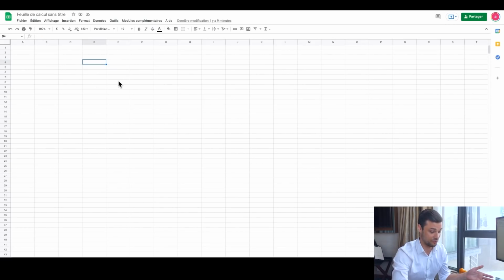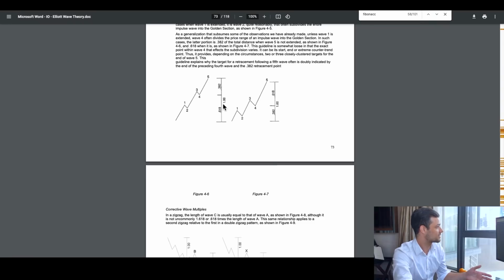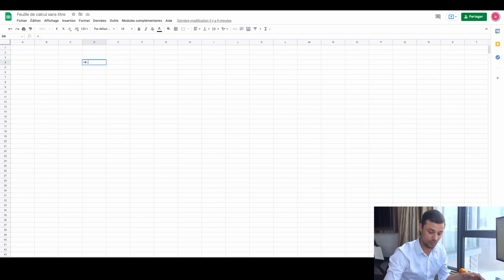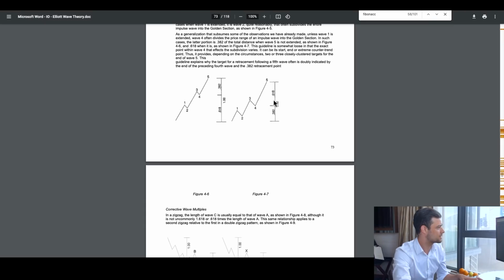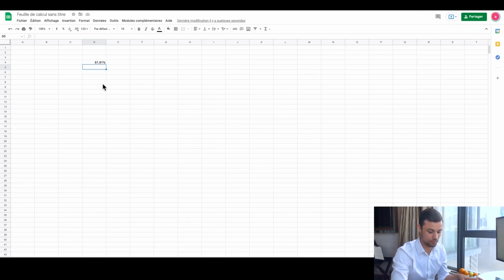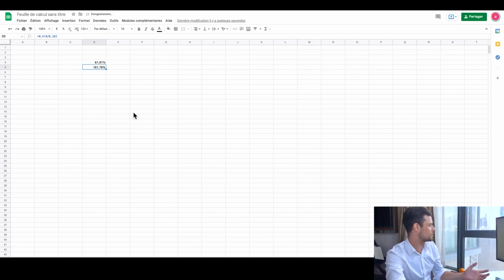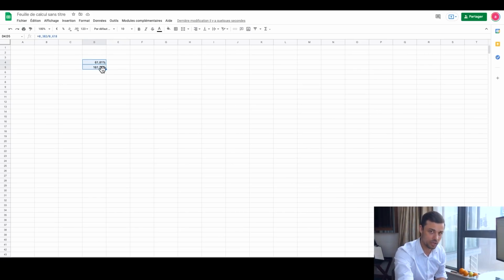So to know the ratio of the fifth wave compared to 1 plus 3, it's a very basic mathematical formula. In the first case, you divide by 1 plus 3, whose length is 61.8, the length of the fifth wave, so 38.2 divided by 61.8 gives you 61.8%. And in the second case, as you can see, it's 61.8 divided by 38.2 and gives 1.618. So those are the fib extension ratios that I'm targeting for my fifth waves compared to the bottom of the fourth wave.